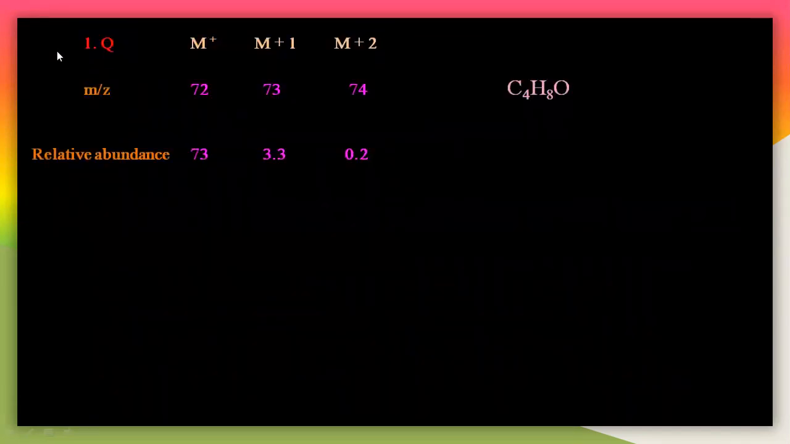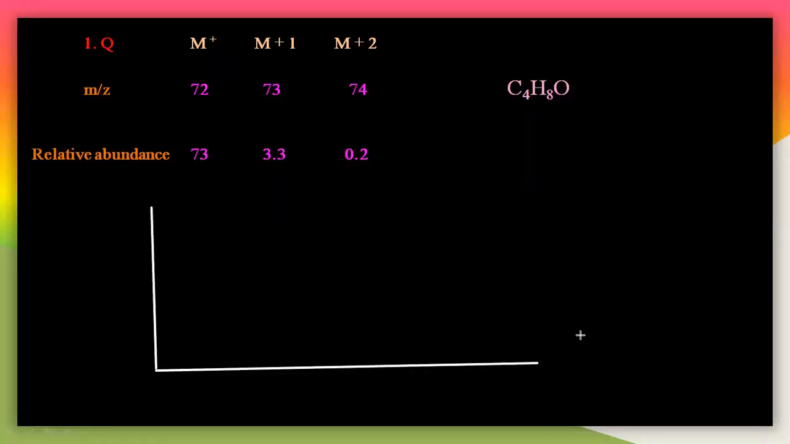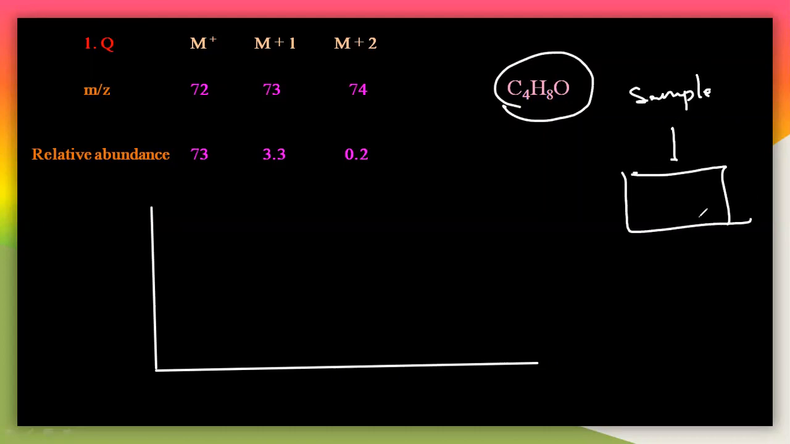So let us understand this example here. In a mass spectrum, let us take a spectrum like this. This is a sample, and the sample is injected into a spectrometer, and you get a particular spectrum like this. Now you get the values M plus, M plus 1 and M plus 2 like this: 72, 73 and 74, and their relative abundances, which are 73, 3.3 and 0.2.